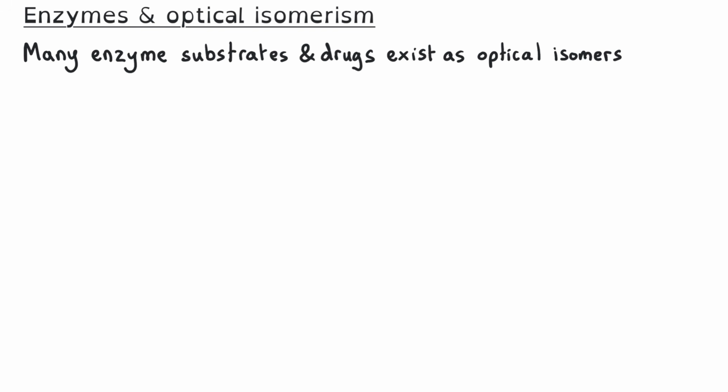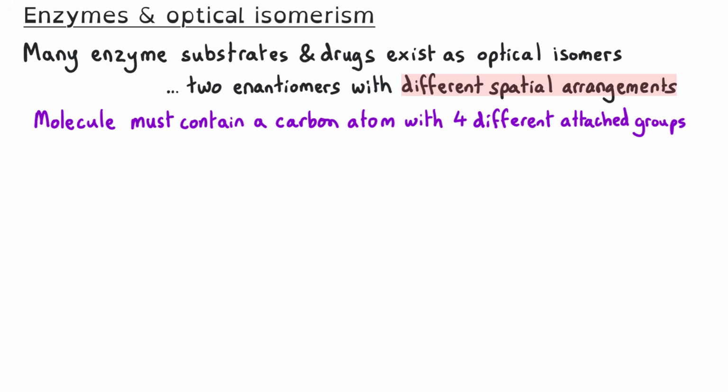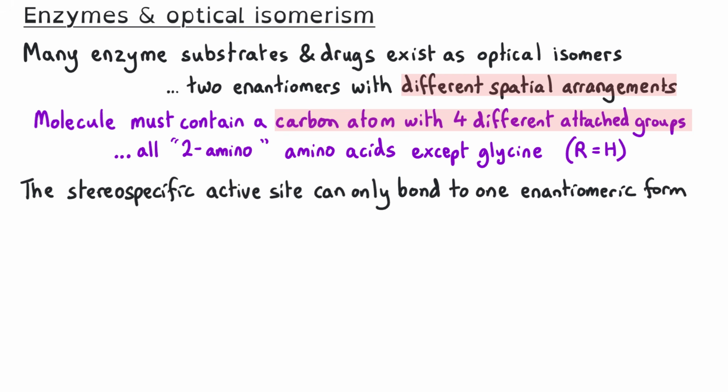Many enzyme substrates and drugs exist as optical isomers, which means that one molecular formula can have two enantiomers with completely different spatial arrangements. If a molecule is optically active, this means it must contain a carbon atom with 4 different groups attached to it. And this applies to all 2 amino acids, with the exception of glycine, where the R group is a hydrogen atom. As a result of this, the stereospecific active site of an enzyme can sometimes only bond to one enantiomeric form of the drug or substrate.